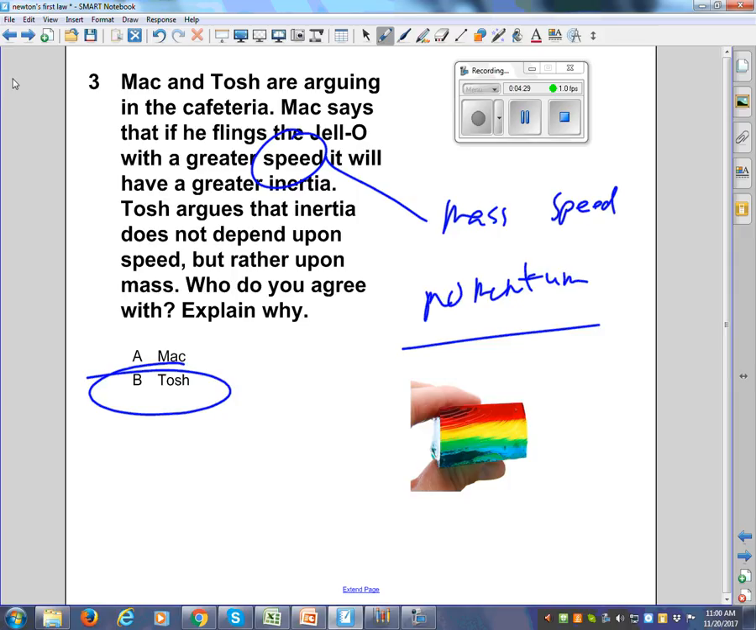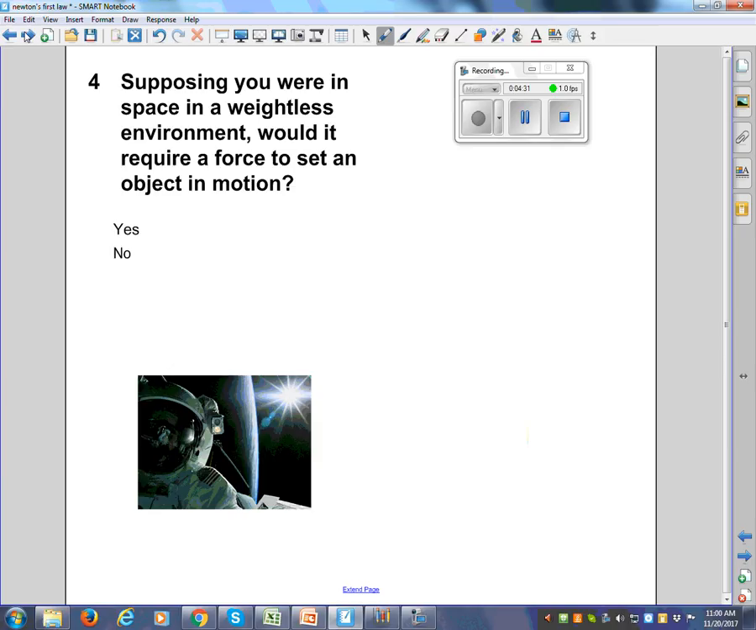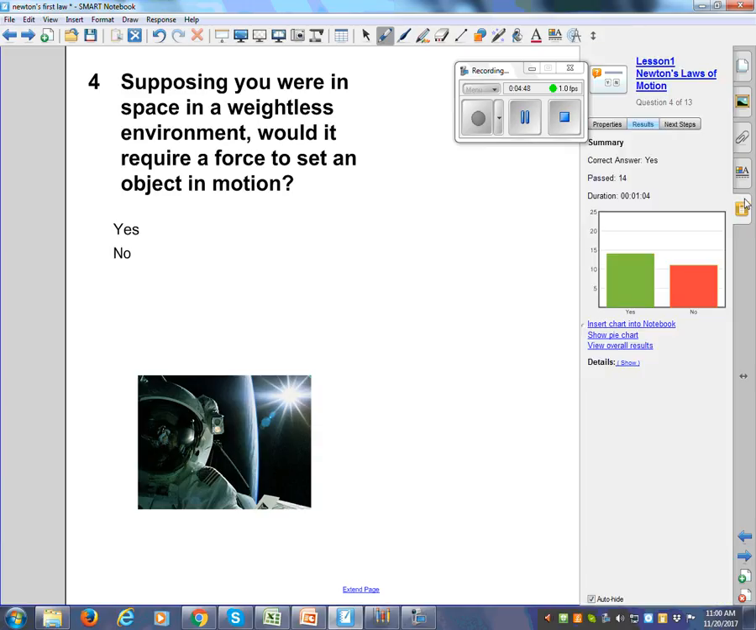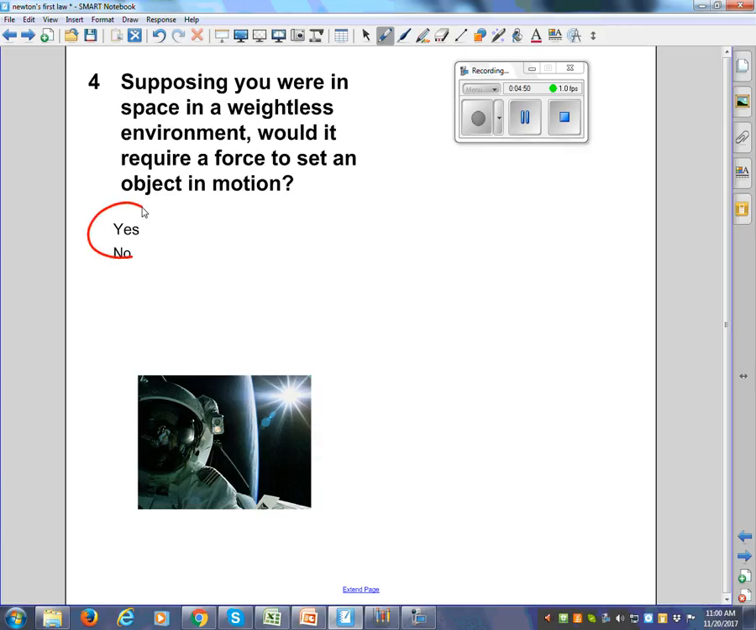and that is only dependent upon mass. Okay, supposing you were in a weightless environment in space, would it require a force to set an object in motion? Keep in mind, objects in motion stay in motion, objects at rest stay at rest. Would it require a force to set an object in motion? The answer is, well, you probably know because you either got it right or wrong. The answer is yes. But Mr. Bennett, you just said objects in motion stay in motion. I know, I also said objects at rest stay at rest, unless you apply a force.